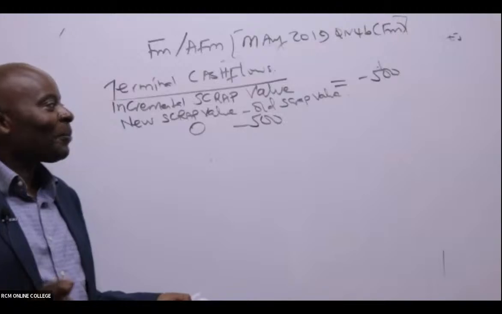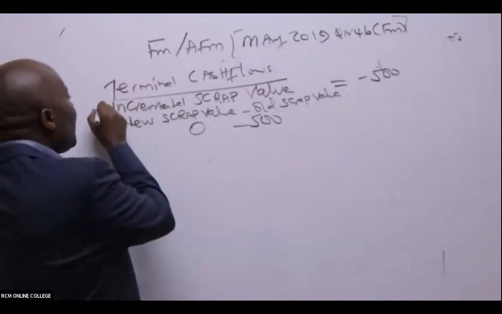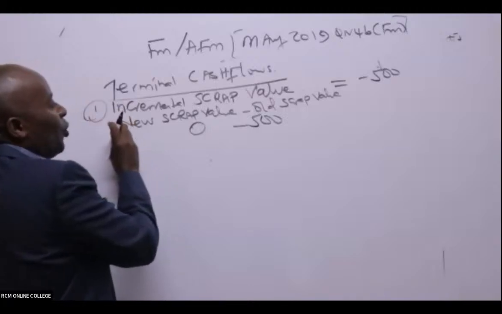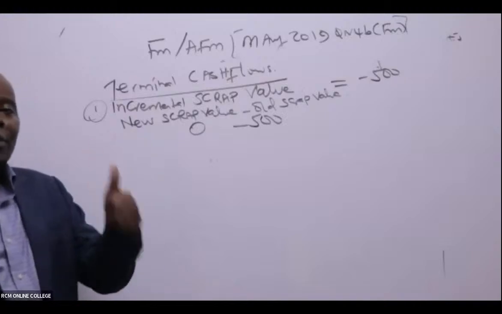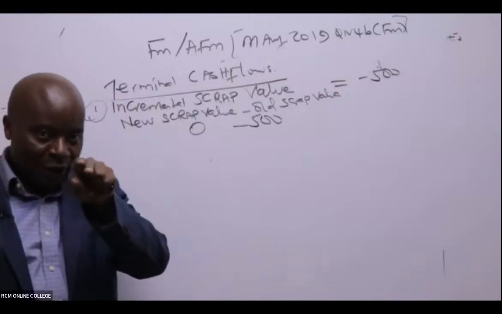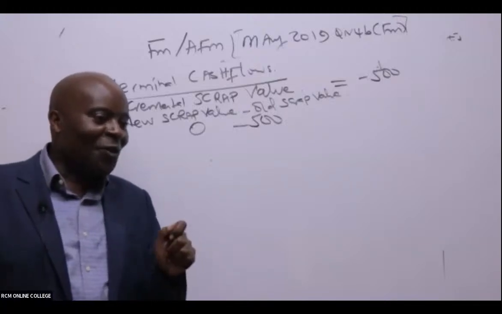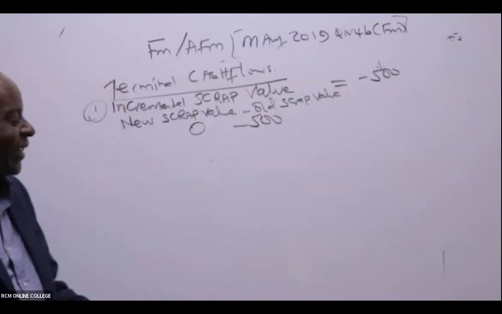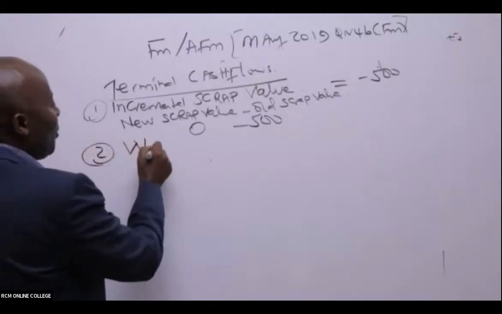Now from there, come and give me, of course, this is number one. The first terminal cash flow is the scrap value. Why am I using the word incremental? It's because we've got two machines, so we must keep on talking about incremental. Great, Mutamba. So number two, we have what we call working capital.